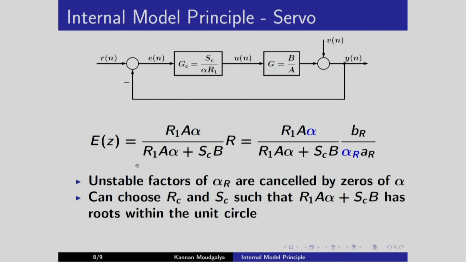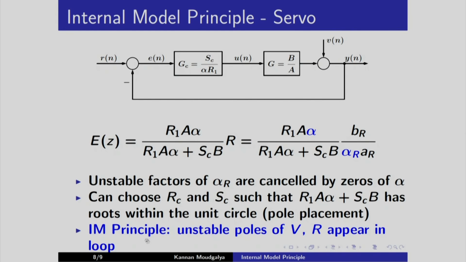And once again, by choosing RC and SC, we can make sure that this factor has roots within the unit circle. Once again, it is through pole placement, for example. So we have verified the servo problem also. The internal model principle, to summarize, is that unstable poles of V and R appear in the loop in the controller as a part of its poles.